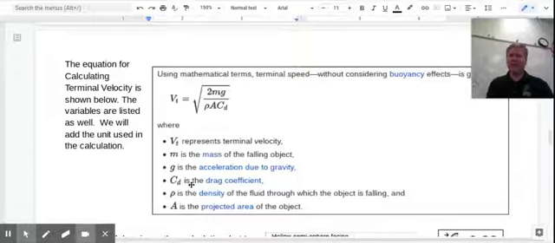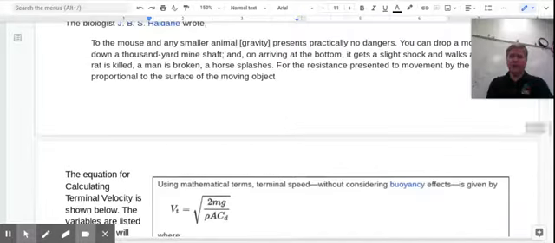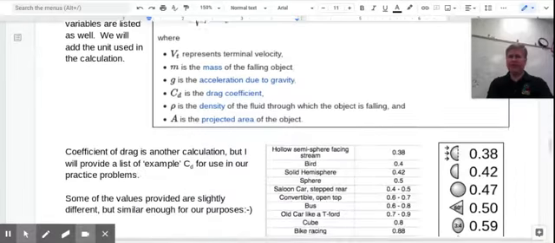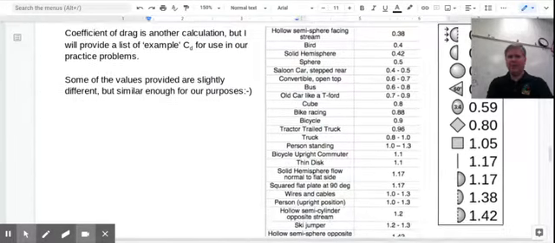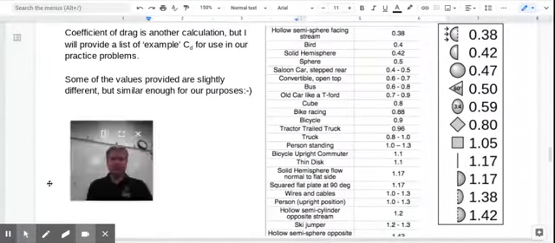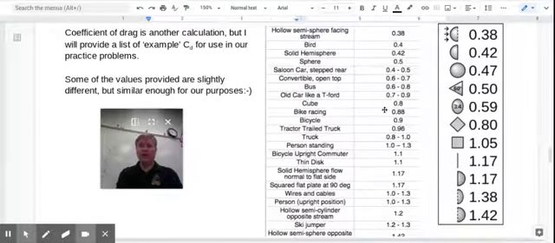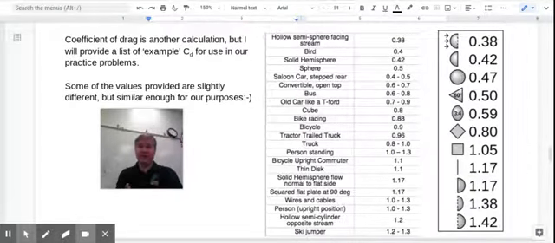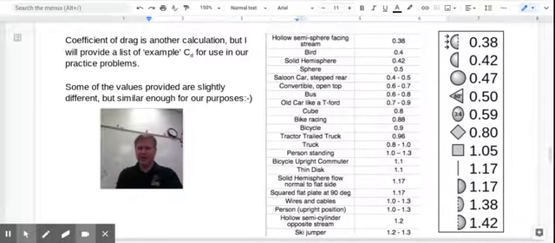Now, these coefficients of drag are something you'd have to be given. And if I scroll down, and you might have already seen because it's on your handout, there are several coefficients of drag that I've actually given you here. I've pulled these again from where else? Wikipedia. But they were cited. These are right in textbooks.